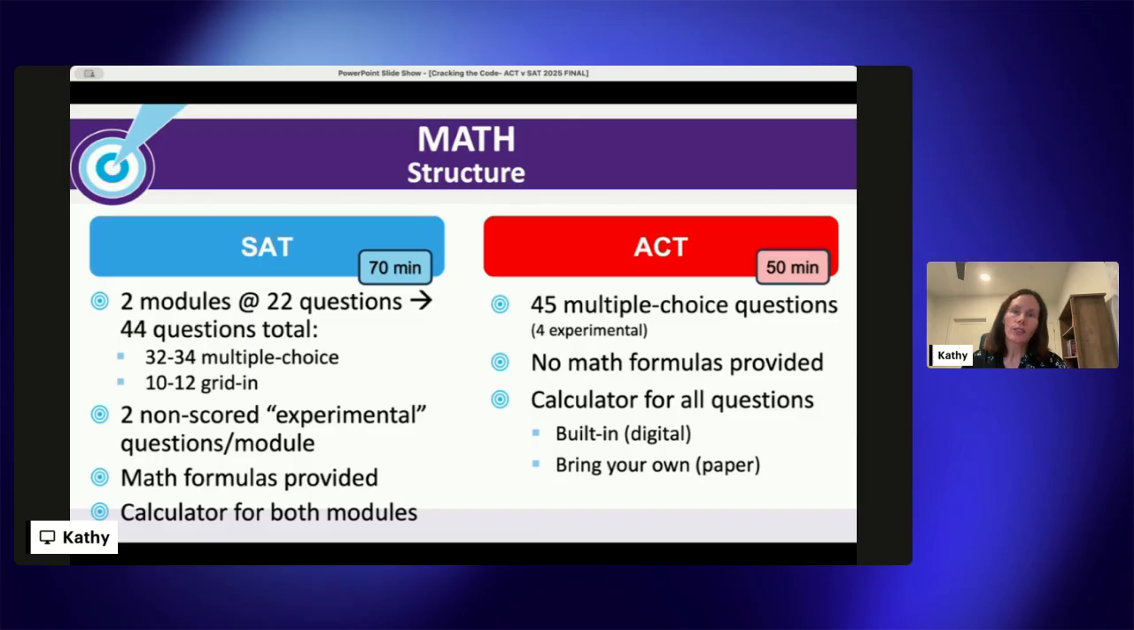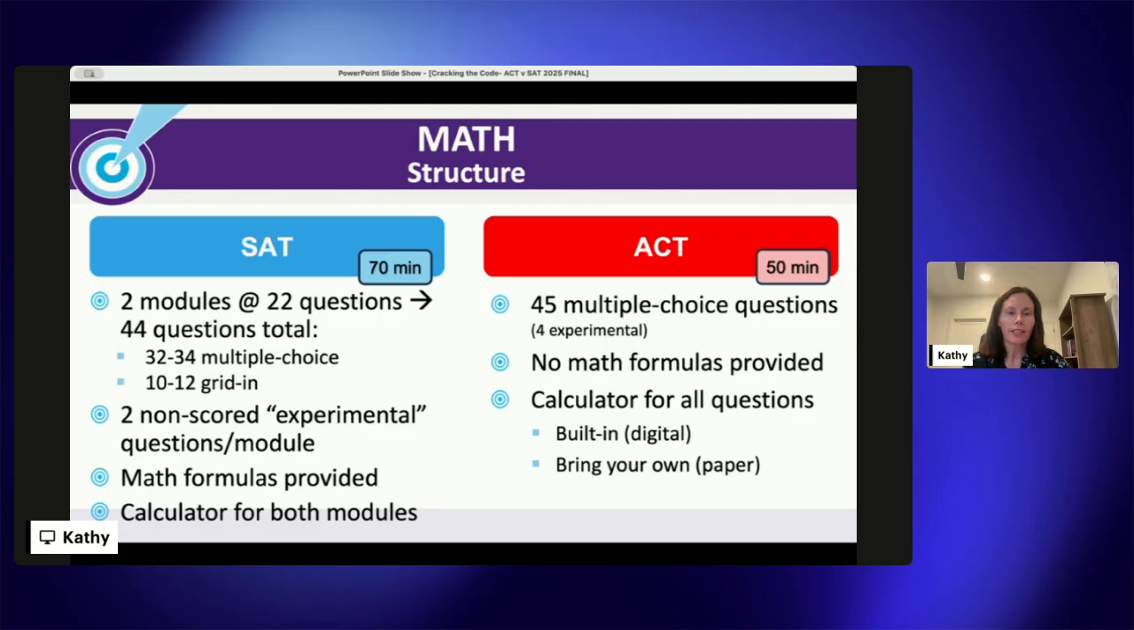And actually, this is true for both the SAT and ACT digital formats. You are still allowed to bring in and use your own calculator, if you're more comfortable doing so. You don't have to use the built-in calculator. On both sites, there is a page that tells you which calculators are approved for use on the test. So just be aware that you are allowed to do that. You'll also be given some scratch paper for the digital tests as well.